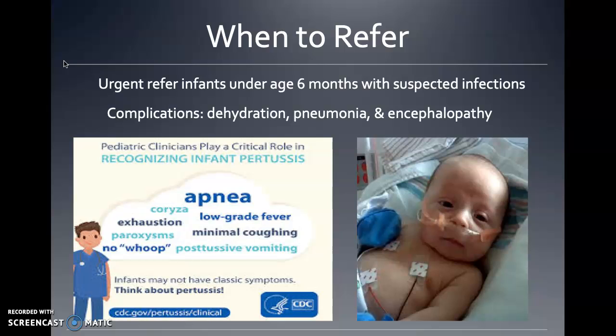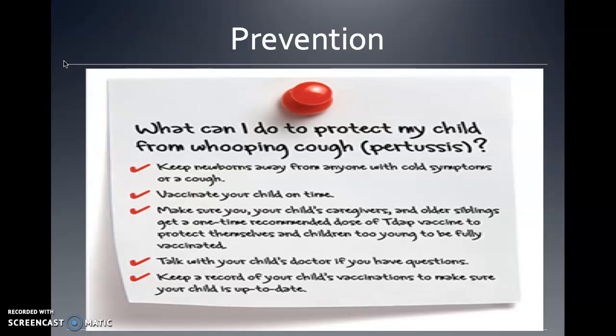And we need to know when to refer. Urgent referral: infants under the age of 6 months with suspected infection should be referred. Complications can happen. They may be dehydrated. They can develop secondary infection of pneumonia. They can have encephalopathy due to hypoxia.